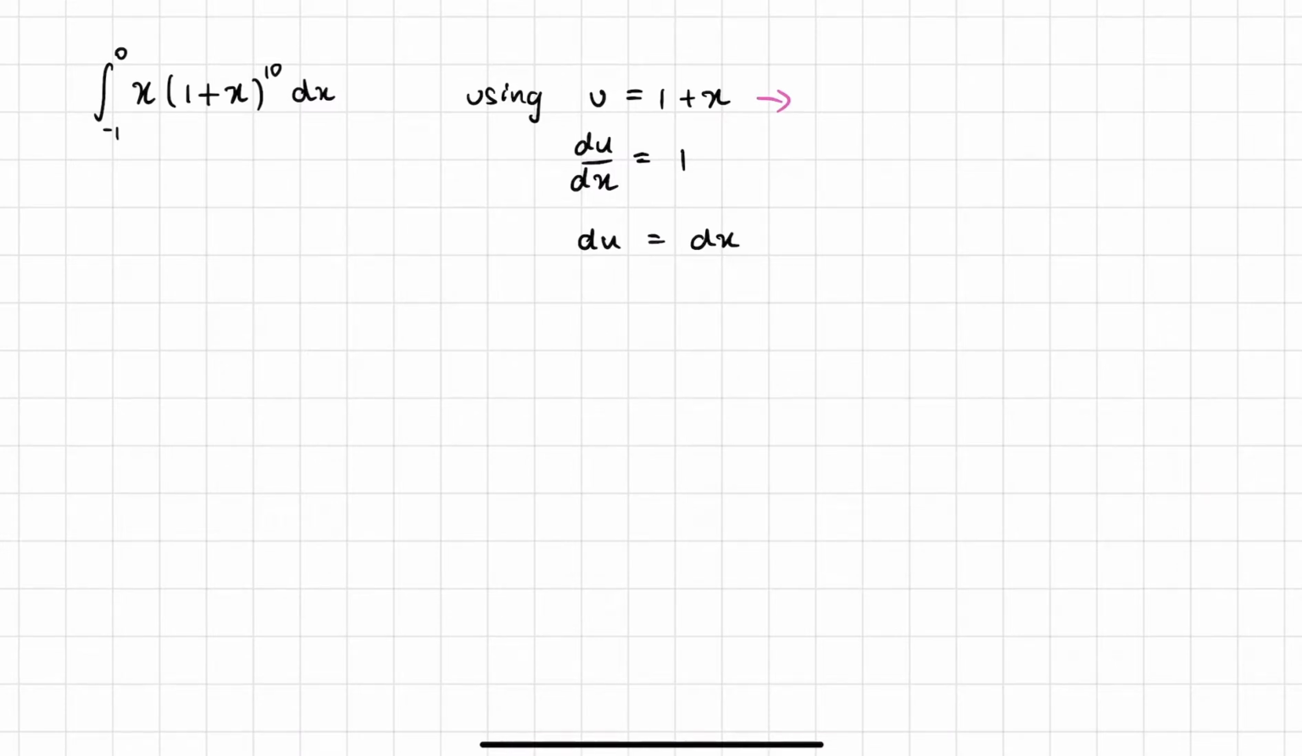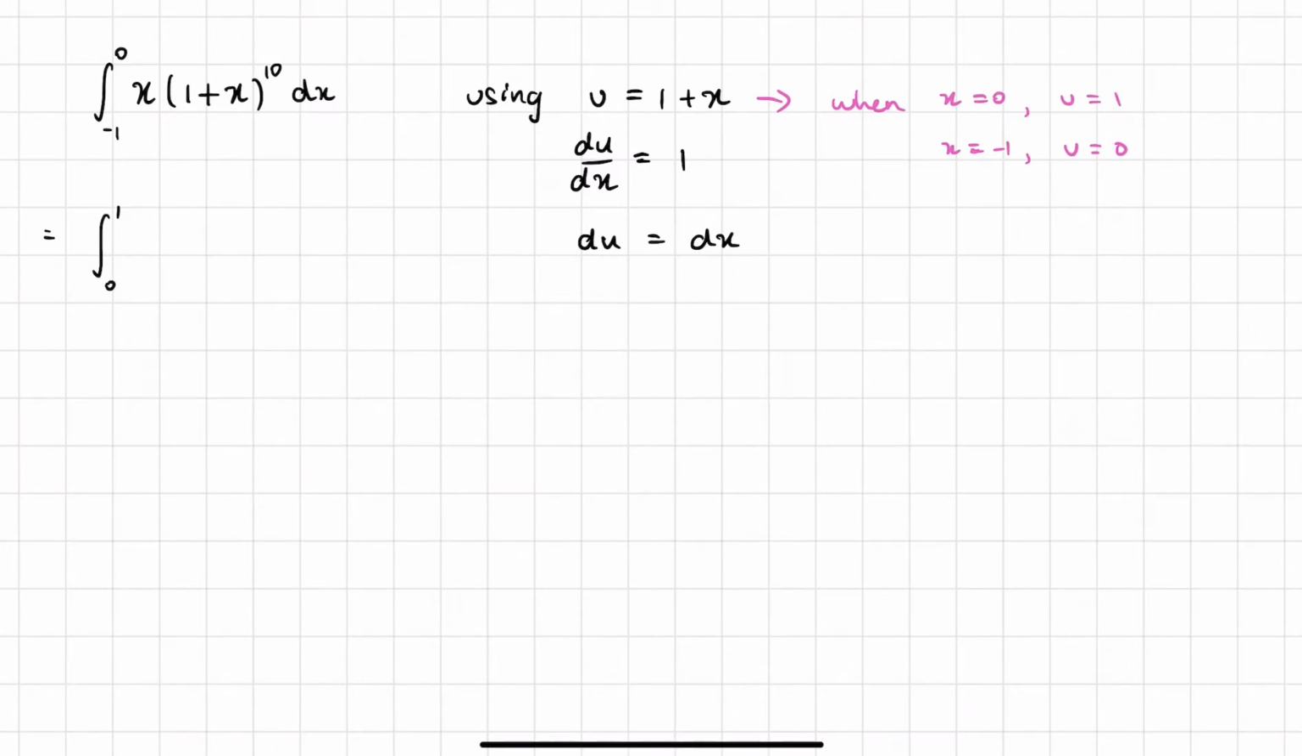So let's say when x equals 0, u equals 1, right? Because it's just 1 plus 0. When x equals -1, u equals 1 plus -1, which is 0. Okay, so when we come over here and write the integral again, we're going to replace the top with 1 and the bottom with 0.